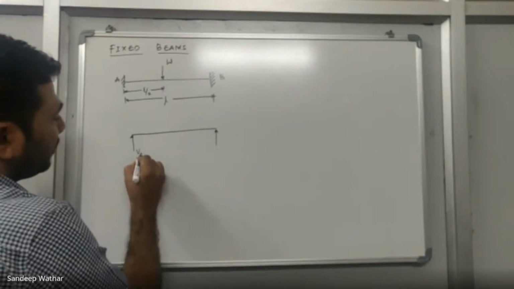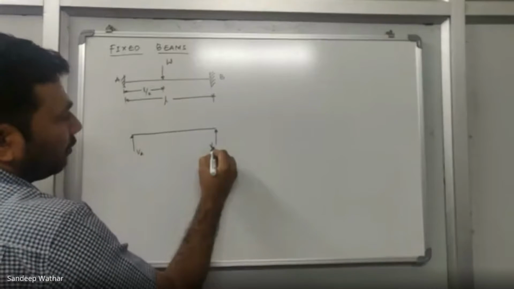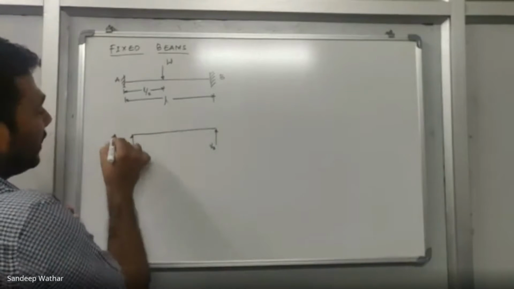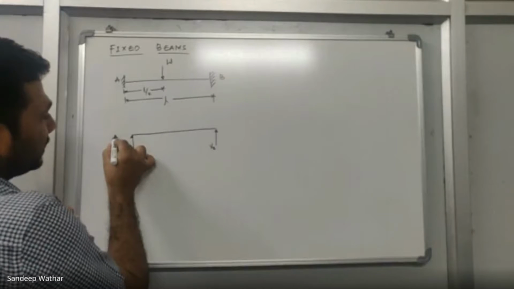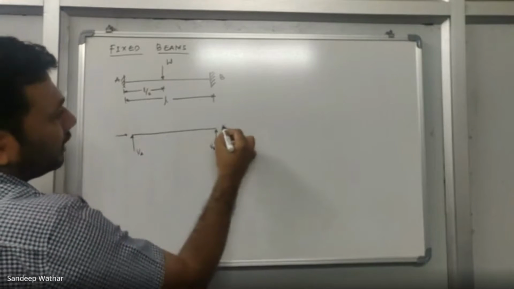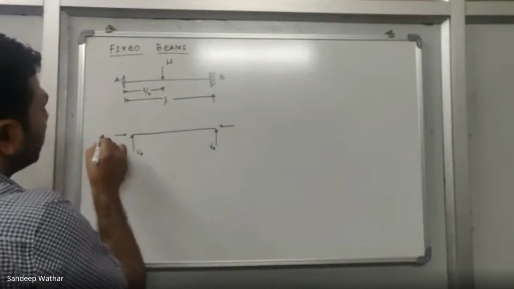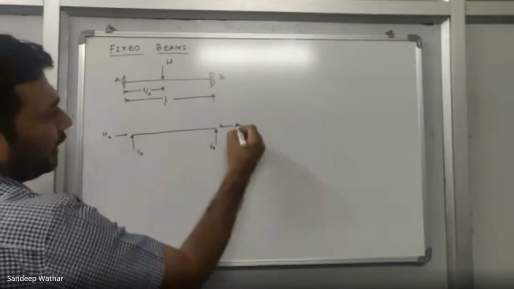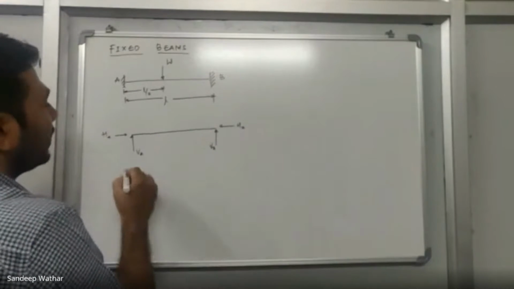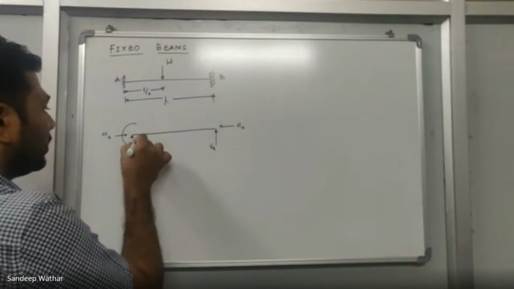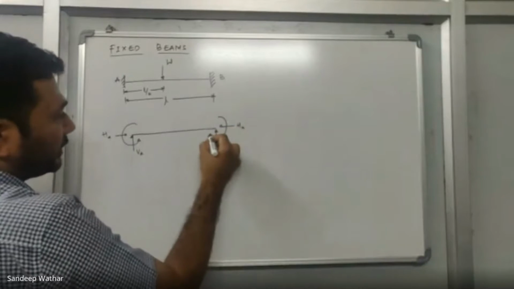So vertical reactions will be there, VA and VB. Now there is a horizontal reaction. I'll simply write here horizontal reactions HA and HB, but we already know that they are equal to 0. Now this is a fixed beam, because of that we'll have a moment reaction.